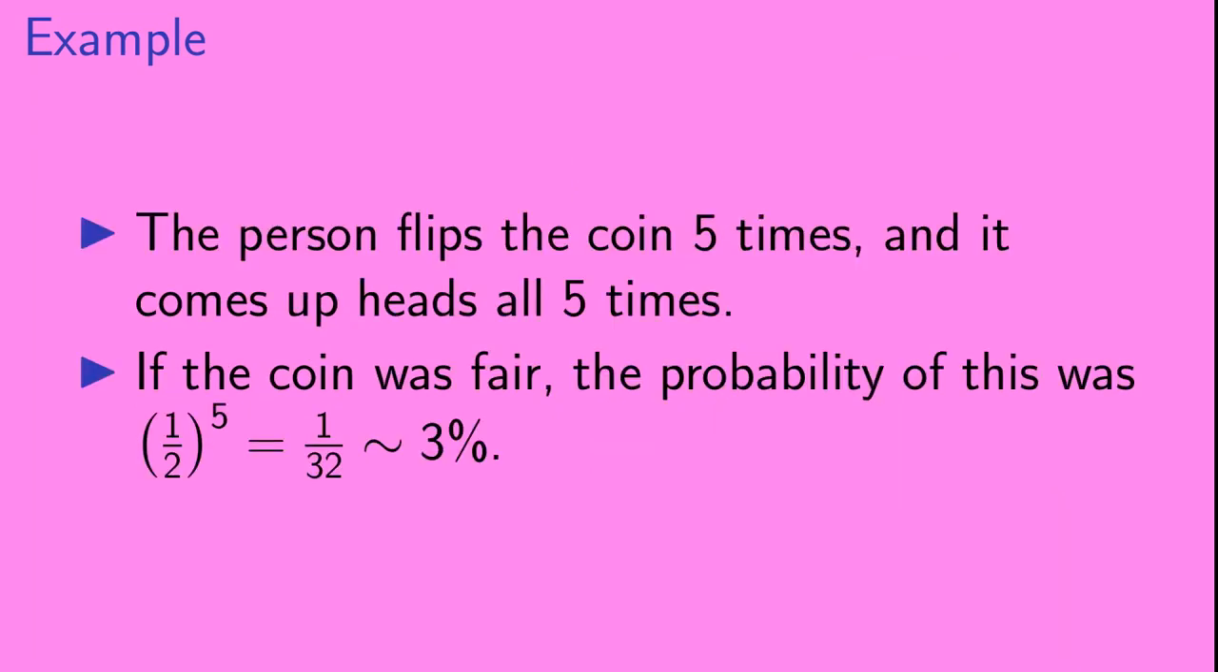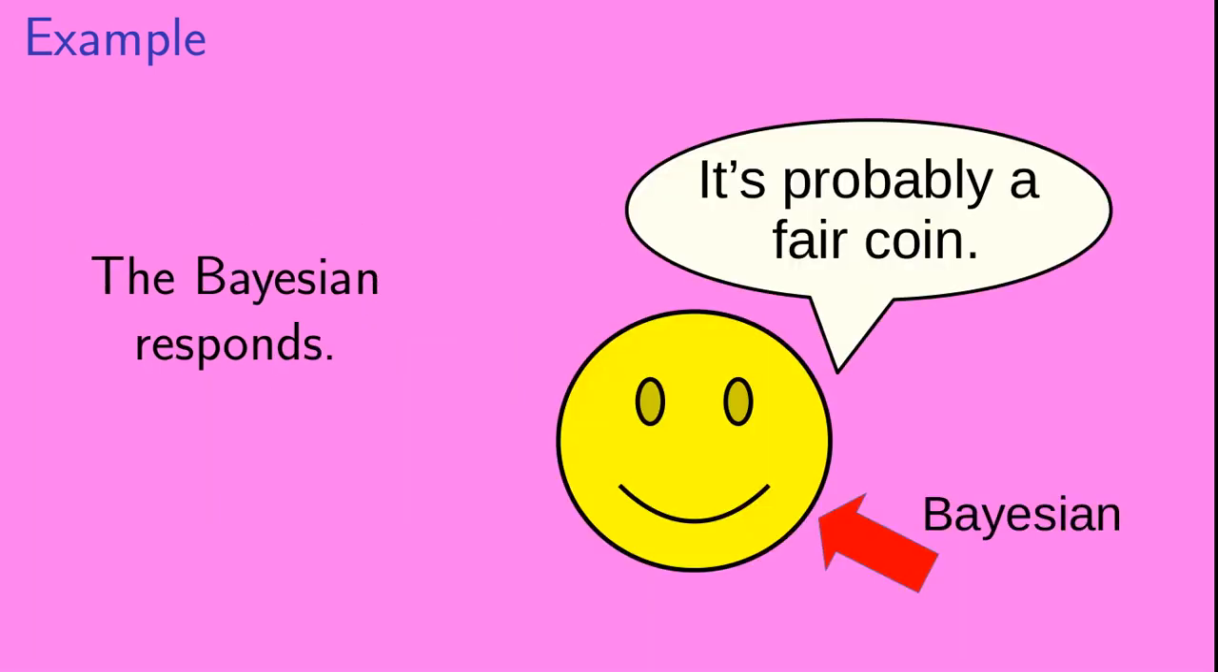So the person flips the coin 5 times, and it comes up heads all 5 times. If the coin was fair, the probability of this occurring would be, as before, 1 over 32, or about 3%. The Bayesian sees this and responds, "It's probably a fair coin."